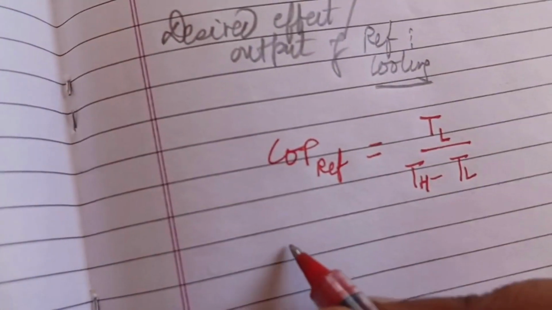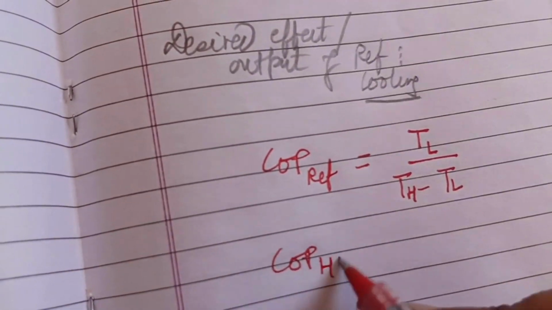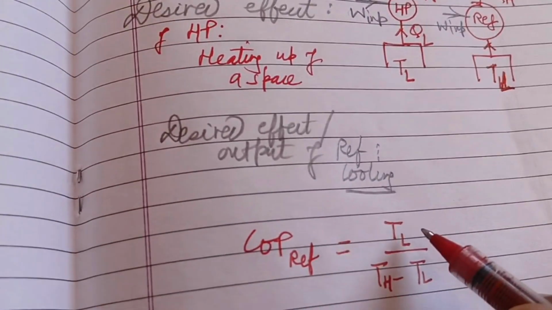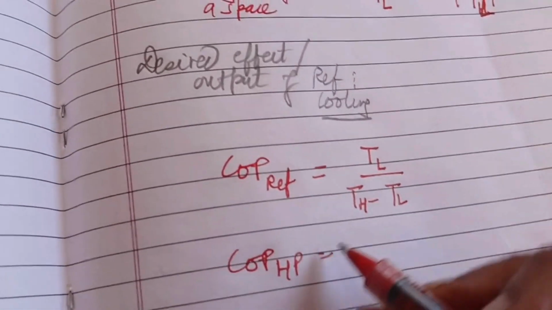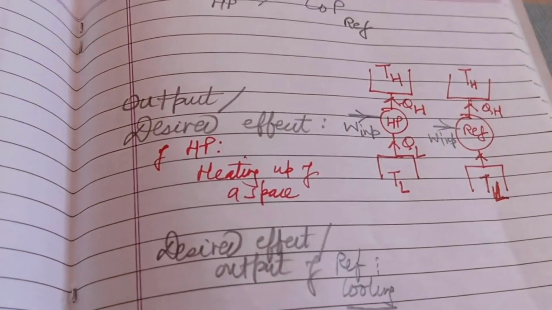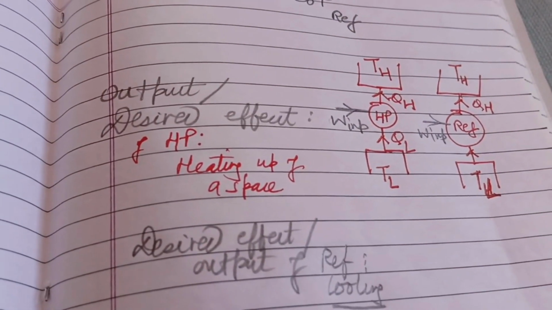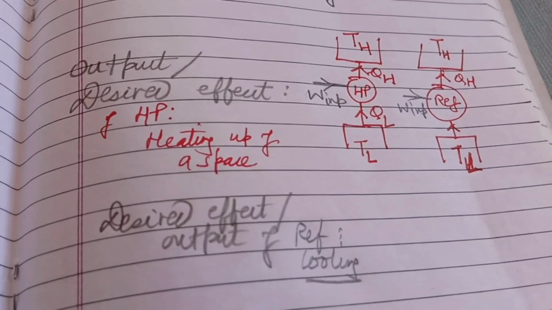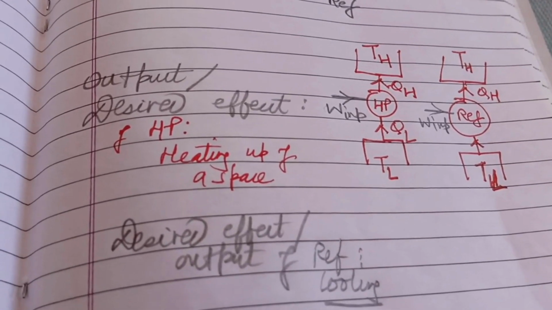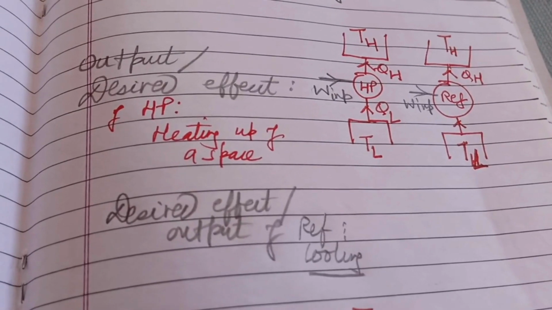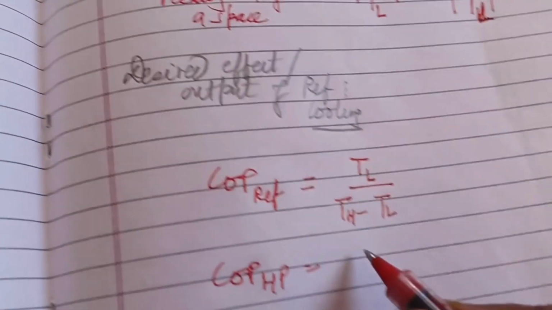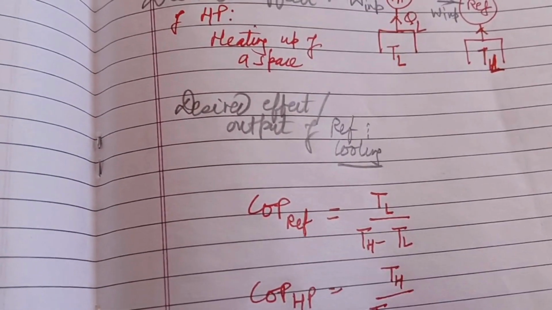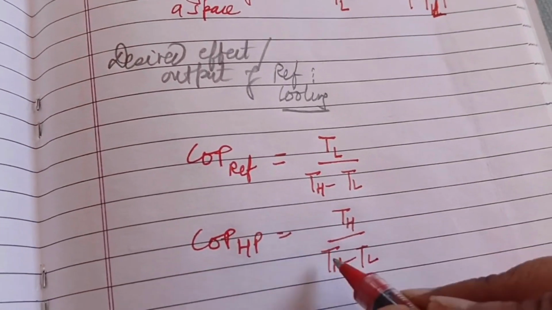So again we will write the coefficient of performance of heat pump. In case of refrigerator, the desired effect is cooling, so TL will come in the numerator, and in case of heat pump the desired effect is heating up of the space. We want a space to be heated up, like in winter we use heaters, right, that heats up the space relative to the surroundings. If we compare the temperature with respect to surroundings, the inside space is hotter. That is what is achieved by virtue of heat pump. So in the numerator it will come TH. The denominator is the same in case of refrigerator and heat pump.